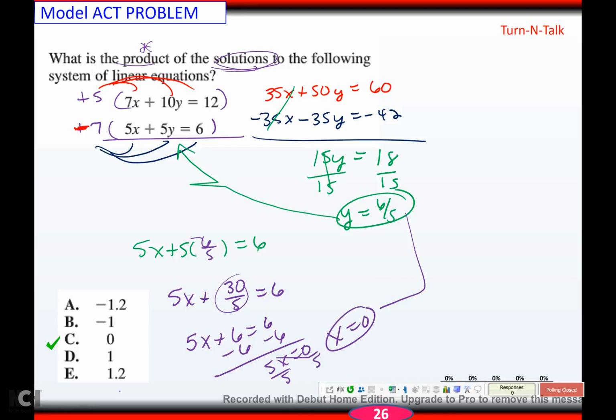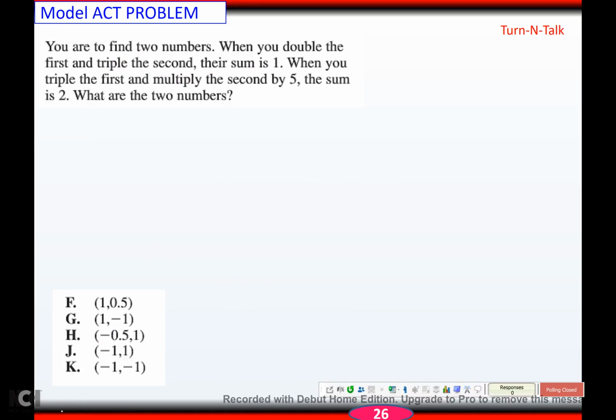So those are my two solutions, but they want me to multiply them together. Well, 0 times anything is 0. All right, try this one. Hit pause. Come back when you're ready.